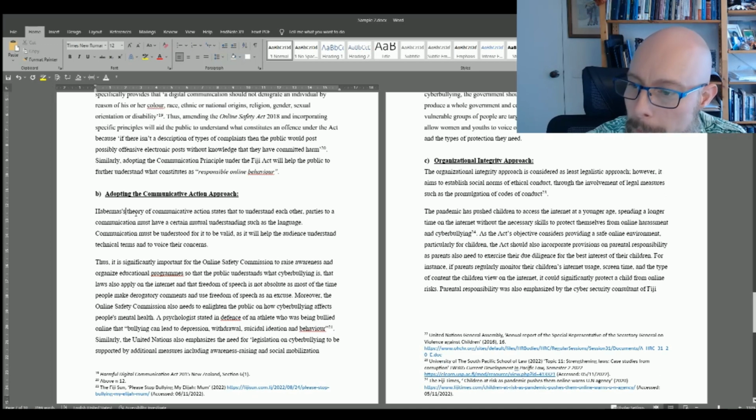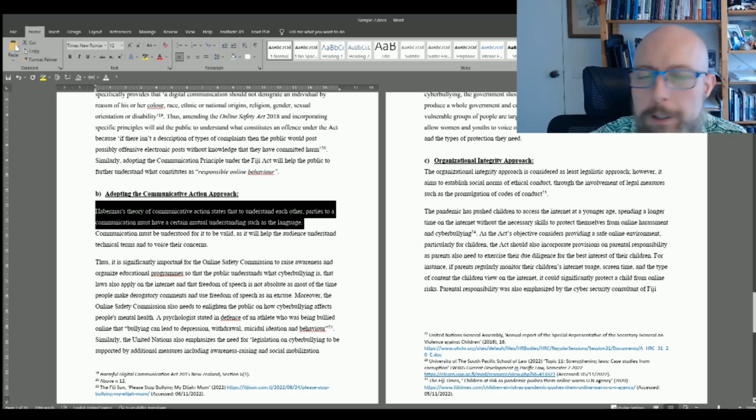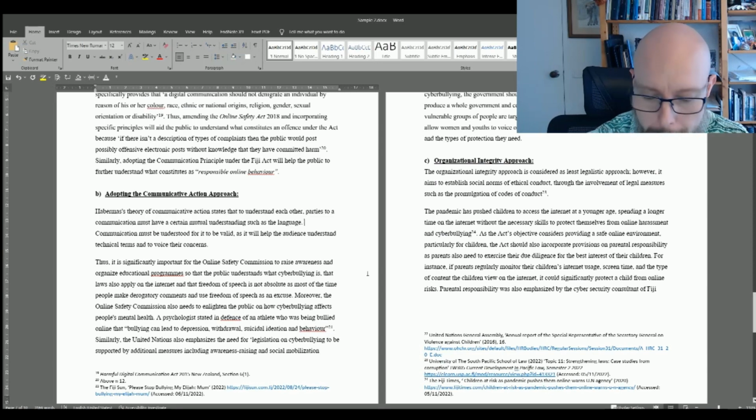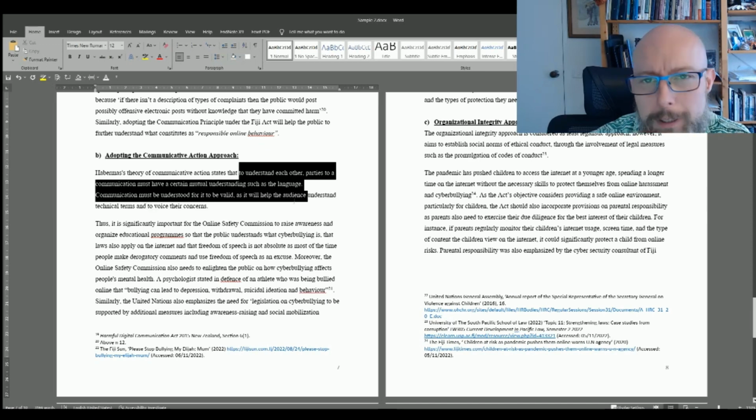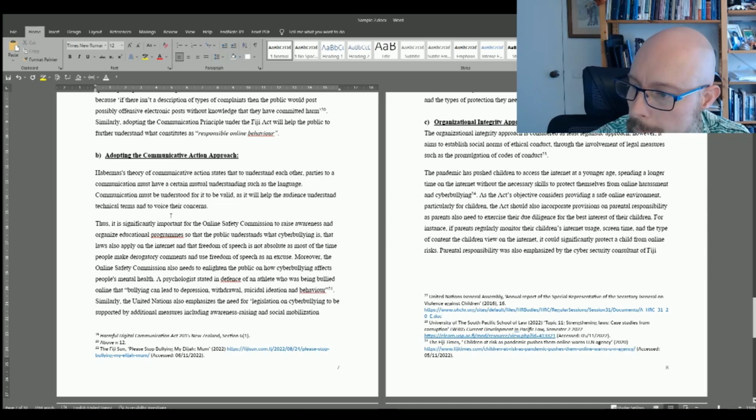The student then talks about communicative action. Now, there's no reference to Habermas. Who's Habermas? Where does this come from? Where's your reference? Okay, we need references to Habermas. This is not a full paragraph. Anyway, they've said, oh, look, there's Habermas. Habermas and communicative action.